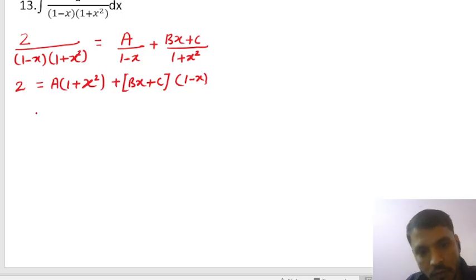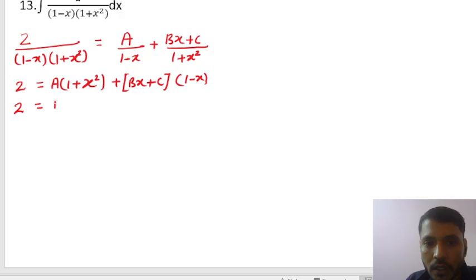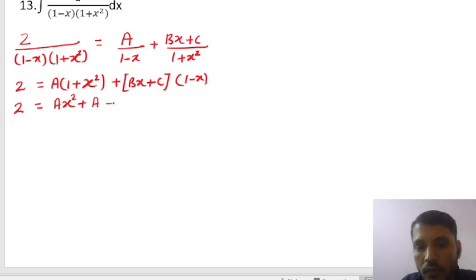All right. So we have to simplify this RHS part. This 2 will be equal to A into x square. I'm writing first the second term, that means A plus x square will come, so I have written Ax square and then I'm writing A. We just have to multiply A with both the terms. And now we are going to multiply first with the 1, so it will become bx plus c. And now we are multiplying with the x, so it will become minus bx square and this is minus cx, right?